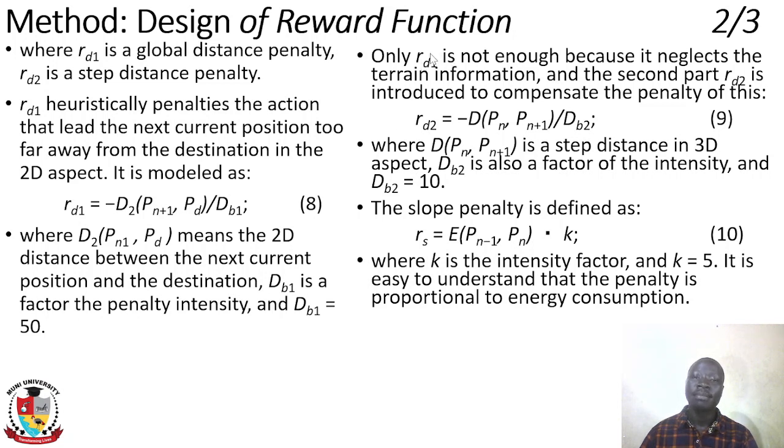But only RD1 is not enough, because it neglects the terrain information, and the second part, RD2, is introduced to compensate for this, where the equation defines RD2. The D(P_n, P_{n+1}) is a step distance, meaning the three-dimensional aspect now, instead of just 2D, because we are going to use RD2. The DB2 is also a factor of the intensity, and it is set at 10. So the slope penalty is then defined as in equation 10, where K is the intensity factor, and K is set at 5. It is easy to understand that the penalty is proportional to the distance of the action.